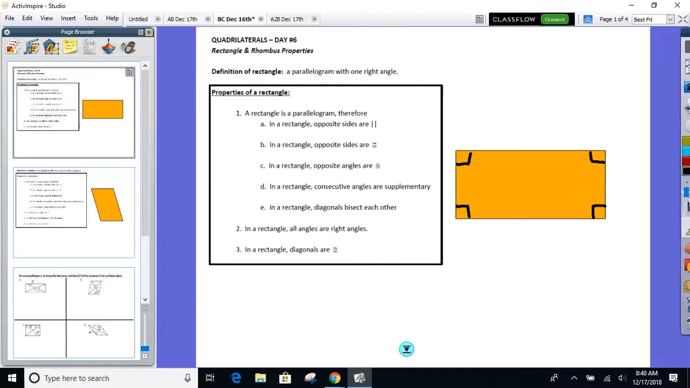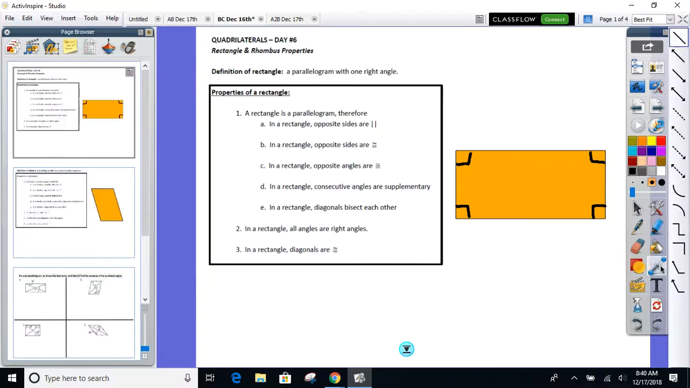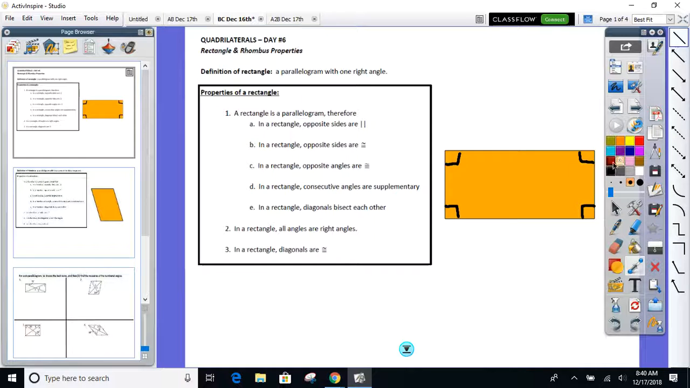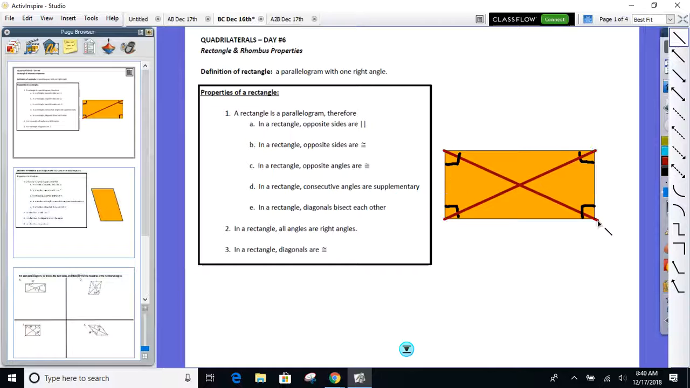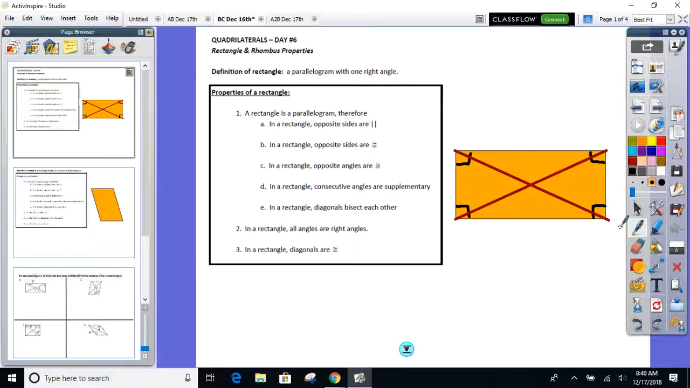Third one, the diagonals. We know they bisect each other, right? Because it's a parallelogram property. Well, they're also congruent to each other in a rectangle. Diagonals are congruent. So AC congruent to DB. I'm going to add a fourth property here, and you guys are going to come up with it. In a rectangle.